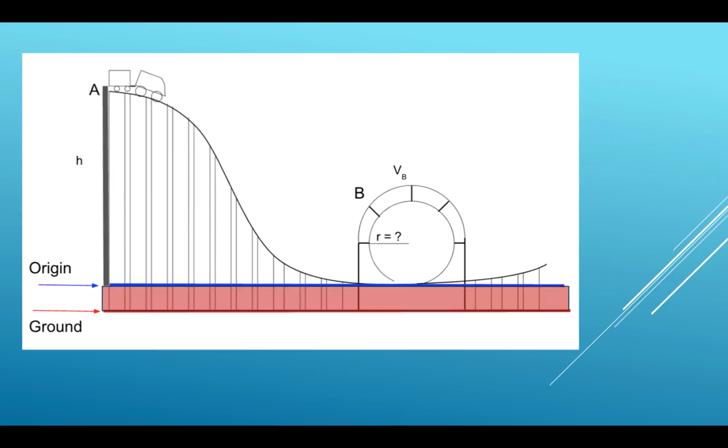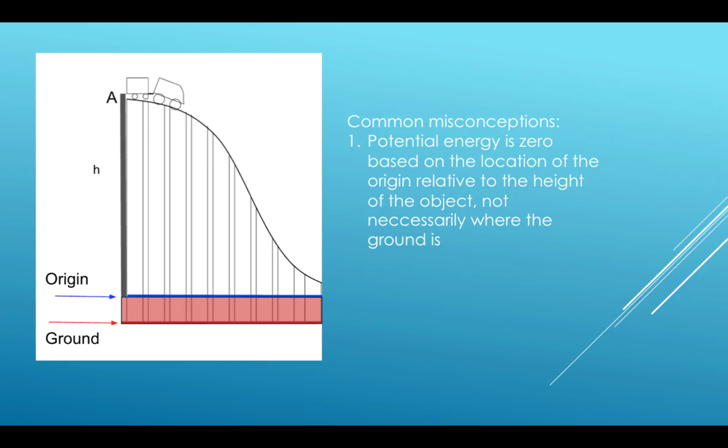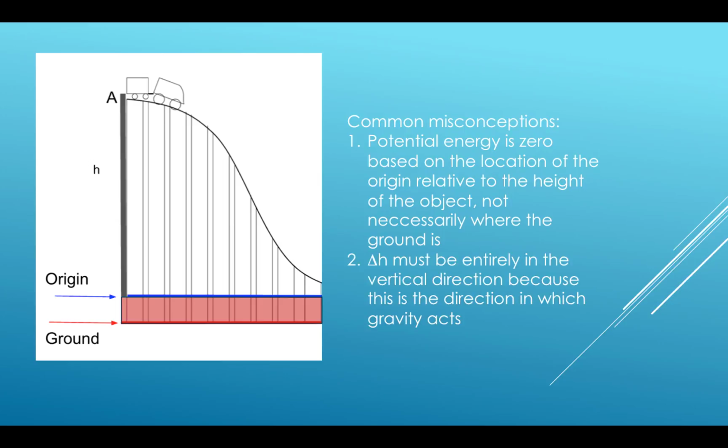The red highlighted area represents the distance from the ground to the origin of the roller coaster, which should not be included in the calculations. Potential energy is zero based on the location of the origin relative to the height of the object, not necessarily where the ground is. Another misconception about the height is that it should be measured in the vertical direction, because this is the direction in which gravity acts. A height measured in any non-vertical direction would be invalid, because gravity is not acting in that direction.